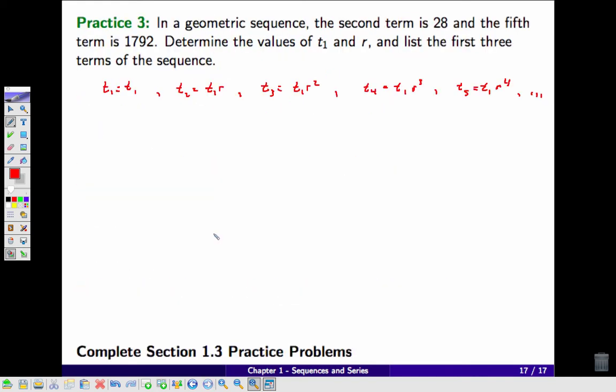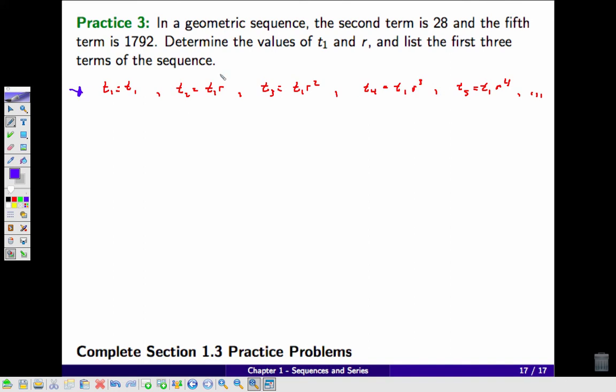Okay? Now moving along to the very last one. I already kind of have something written in here. It says in a geometric sequence, the second term is 28 and the fifth term is 1792. Determine the values of t1 and r and list the first three terms of the sequence. Okay, what I have listed here is the general form of a geometric sequence.